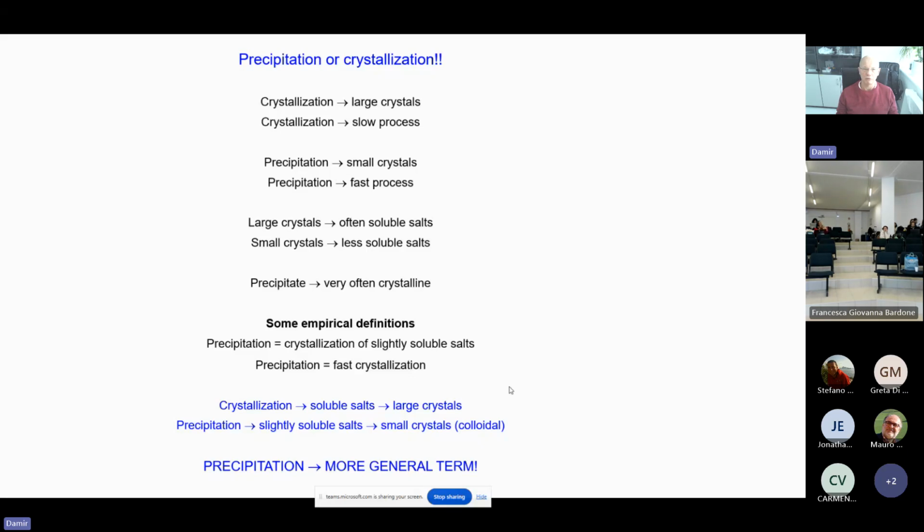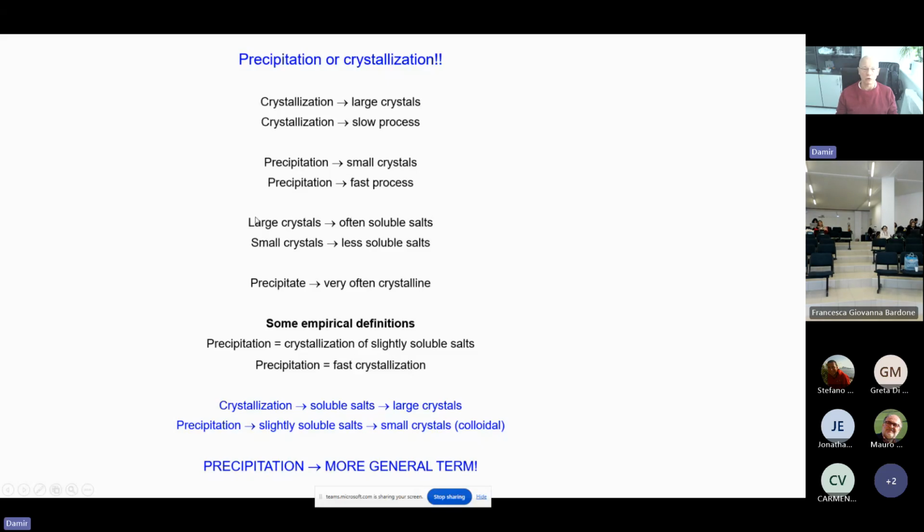If we talk about crystallization, we learn that typically large crystals are produced. Also, this crystallization is a very slow process. Evaporation will last for some time, even days or months. On the other hand, precipitation is a fast process, and crystals that appear are very small.